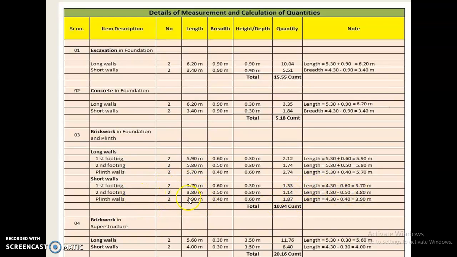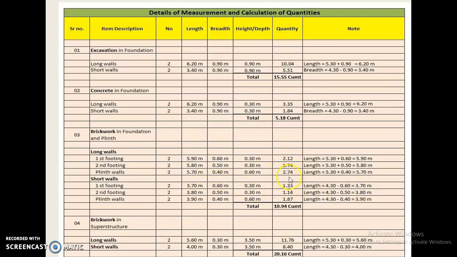And how will we calculate this actual length? By deducting the width of the respective item of work, that is for first footing. Originally we calculated 4.30 minus the width of the item of work, that is 0.6, then you will get 3.70 meter, that you substitute in the length column.